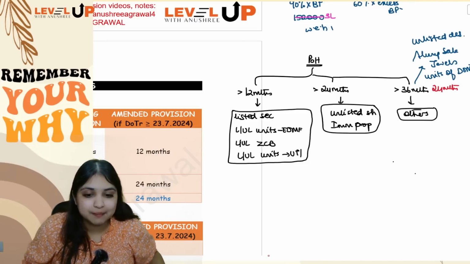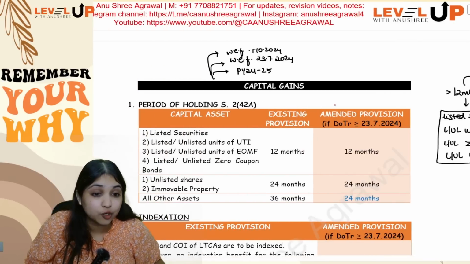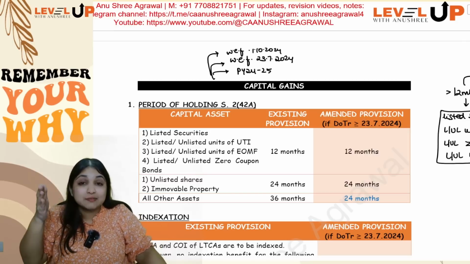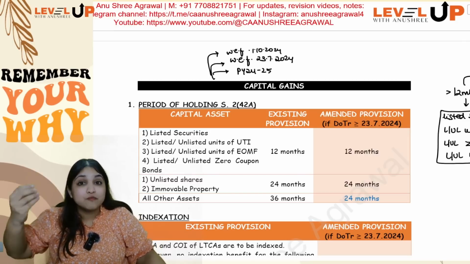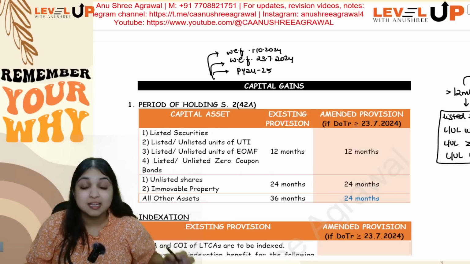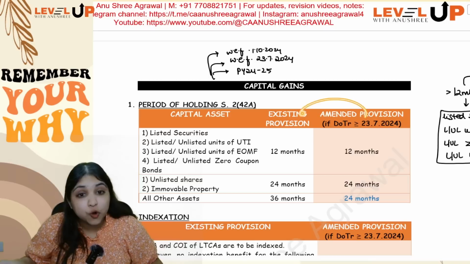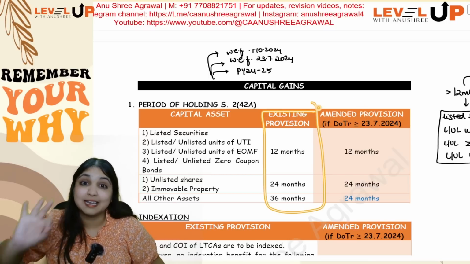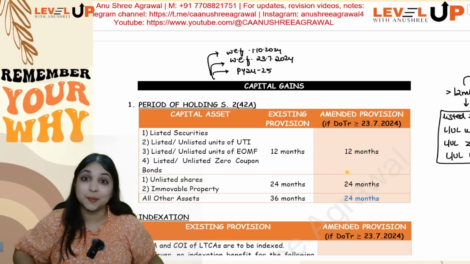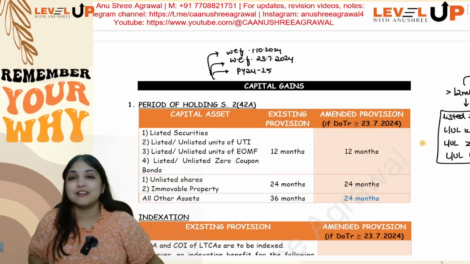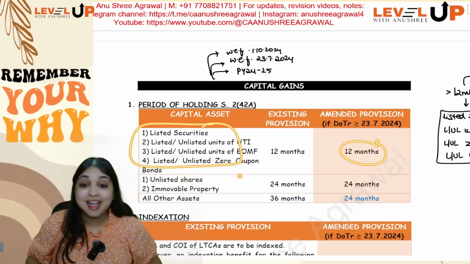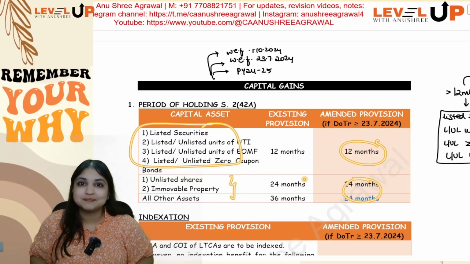This amendment is applicable only if the date of transfer is on or after 23rd July 2024. Whenever you do your capital gains computation, you will have to check what the date of transfer is. If the date of transfer is before 23rd July 24, you will think that there are three periods of holding, but if the date of transfer is on or after 23rd July 24, then you have only two relevant periods of holding. If it is one out of these four assets, then 12 months, anything else 24 months.